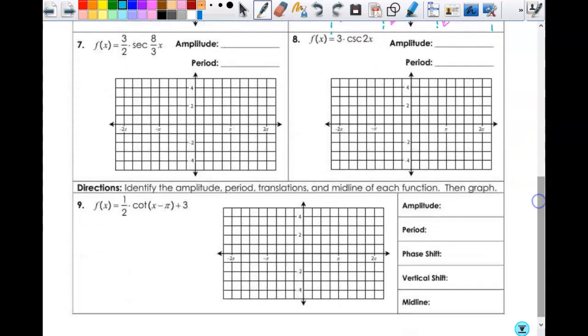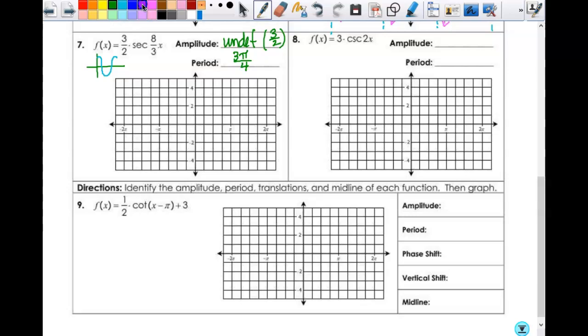Okay, number 7. Amplitude here is undefined again, but I do have an A of 3 halves. The period, this is secant, which is the reciprocal of cosine. And that means my period for the parent function is 2 pi. When I divide it by 8/3, I get 3 pi fourths.